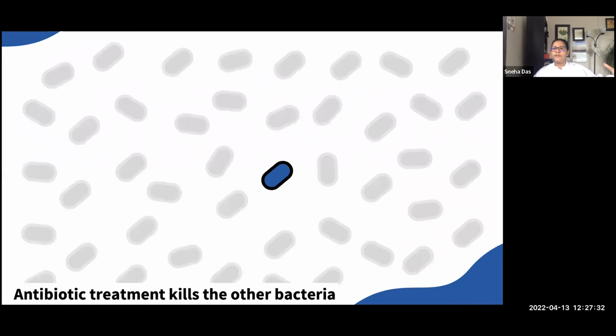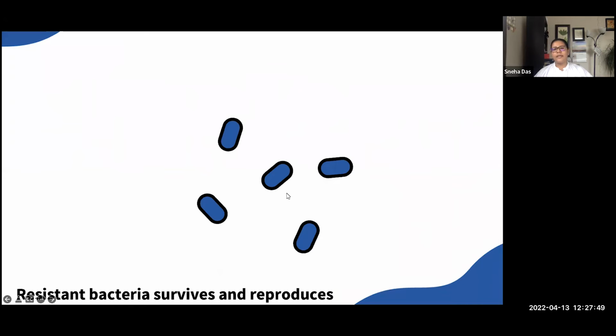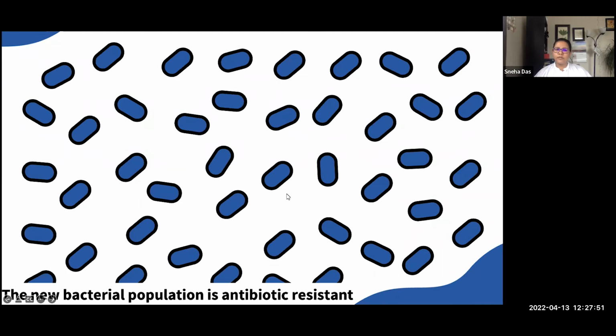And in the future, say antibiotic X treatment is now done on this population. So all the susceptible cells are going to die out. However, this lucky cell that acquired this random mutation is now going to survive. And as time passes, it will reproduce, and suddenly we will have an antimicrobial resistant bacterial population. And this method is called natural evolution.